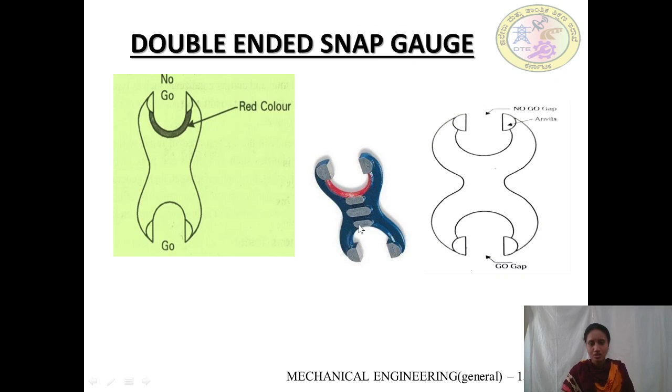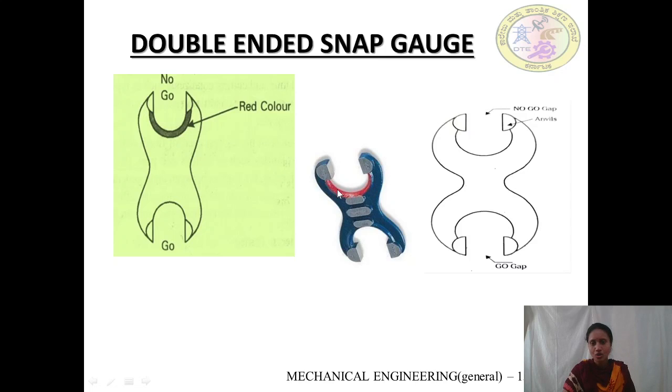So this is the double-ended snap gauge. Here we have two ends, so that's why the name double-ended. Here we have a gap between these two anvils.